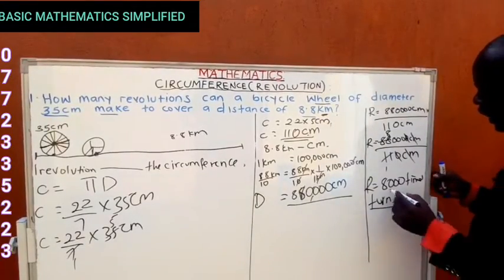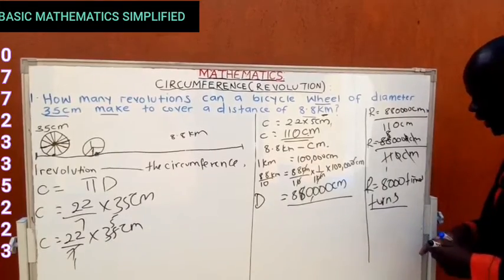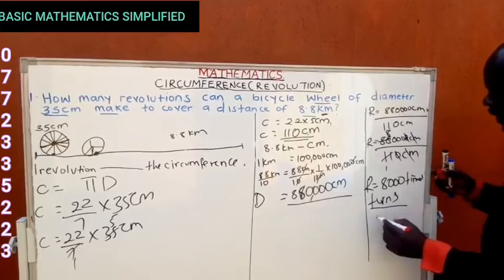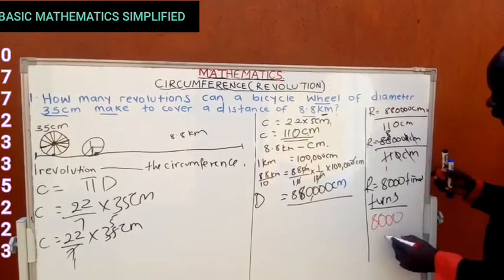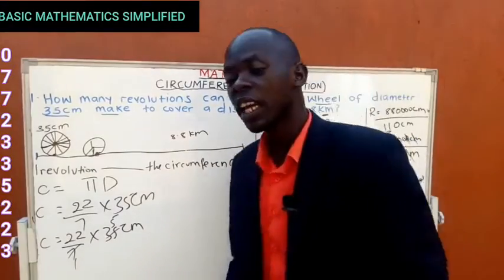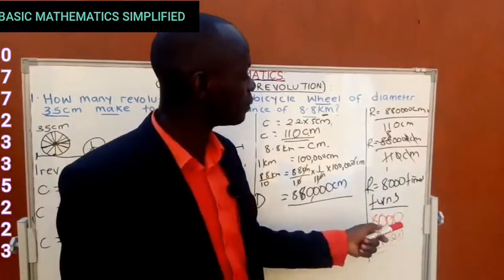The revolution here will be 8,000. That means this 110 will appear 8,000 times. This bicycle wheel is going to rotate 8,000 times.